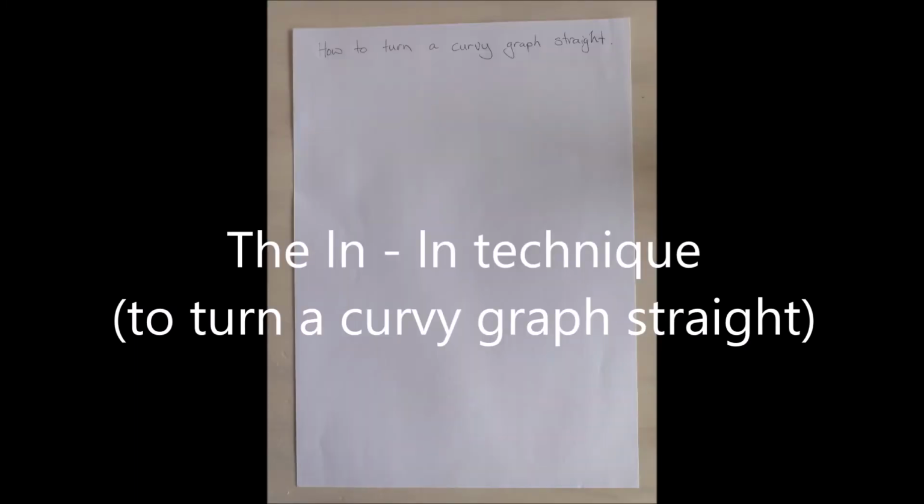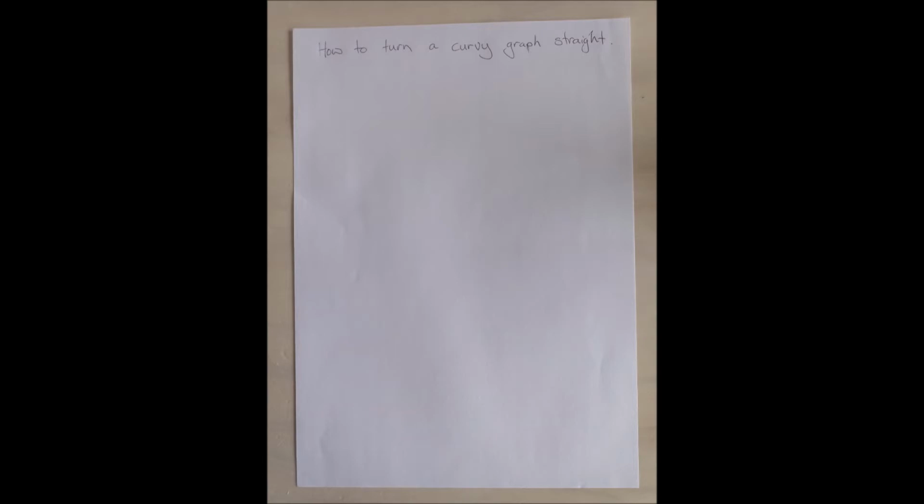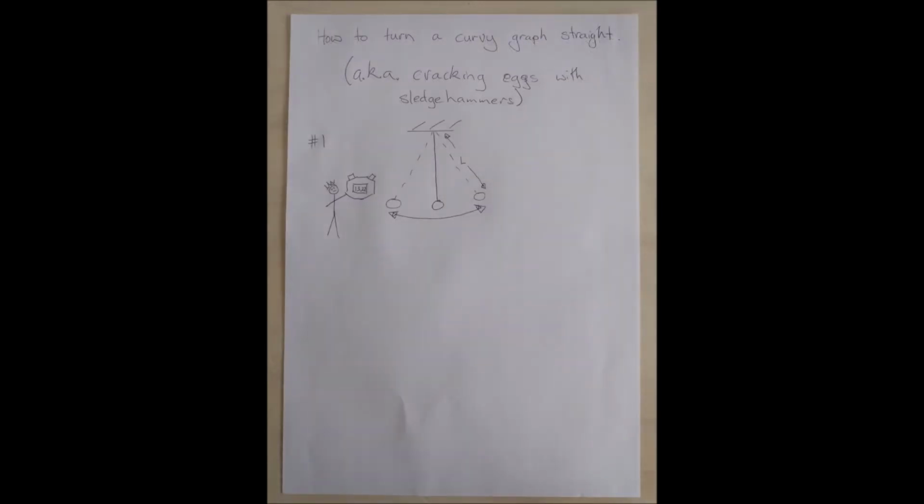Okay, so in this video, we're going to look at how to turn a curvy graph straight, which is a little bit like cracking an egg with a sledgehammer, the technique that we're going to use. So to start off with, set up your experiment and collect some data. We're going to do all the usual things like multiples and dividing and repeating and averaging.